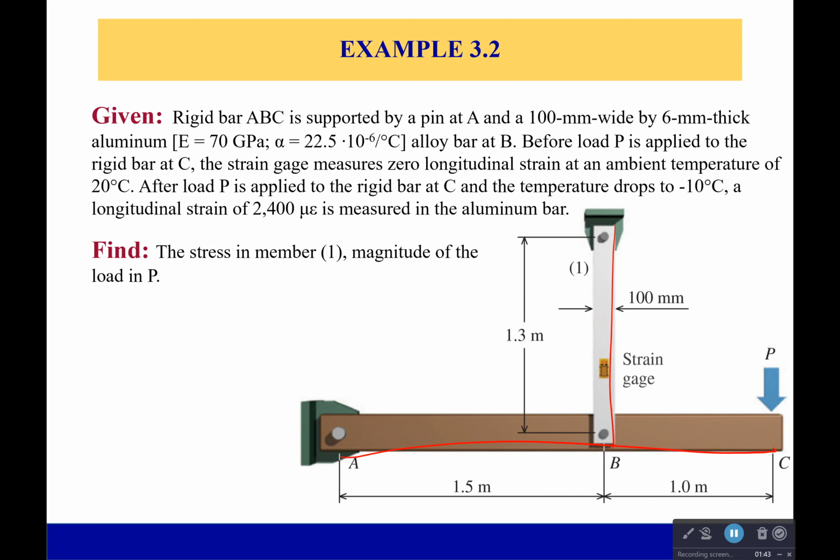Before load P is applied to the rigid bar at C, load right there, okay, the strain gauge measures 0 longitudinal strain at an ambient temperature of 20 degrees Celsius. After load P is applied to the rigid bar at C, and the temperature drops to -10 degrees Celsius, a longitudinal strain of 2400 microstrains is measured in the aluminum bar. One thing to remember here is that this is a rigid bar ABC. That doesn't change. However, the vertical aluminum bar that's supporting the rigid bar is not rigid. It can change. So what we're asked to find is the stress in member 1, this vertical aluminum bar, and the magnitude of the load at P.